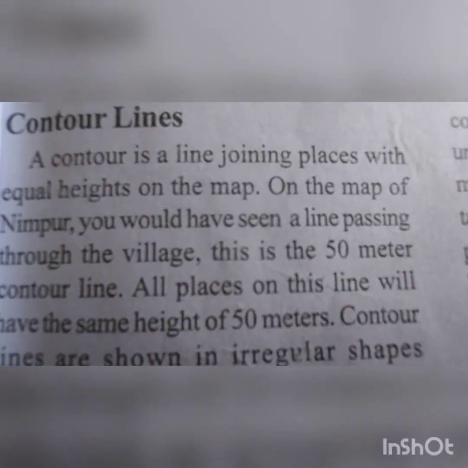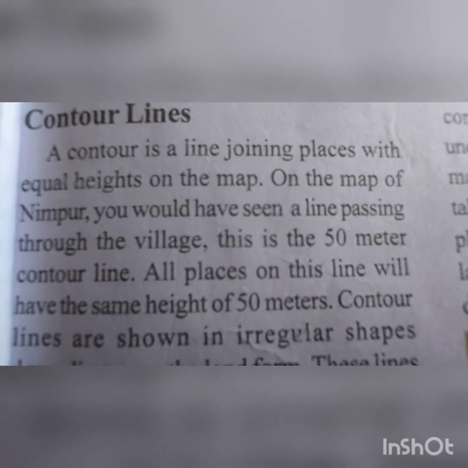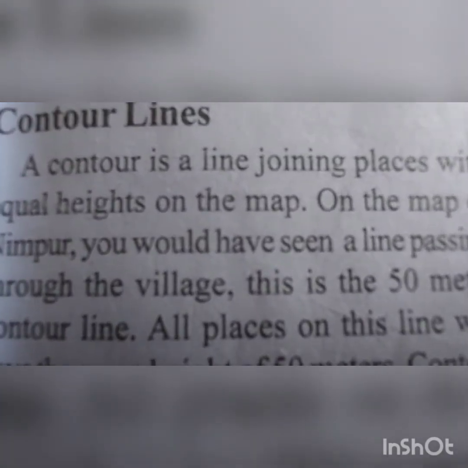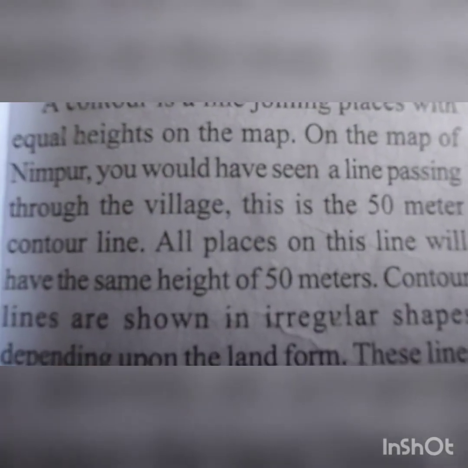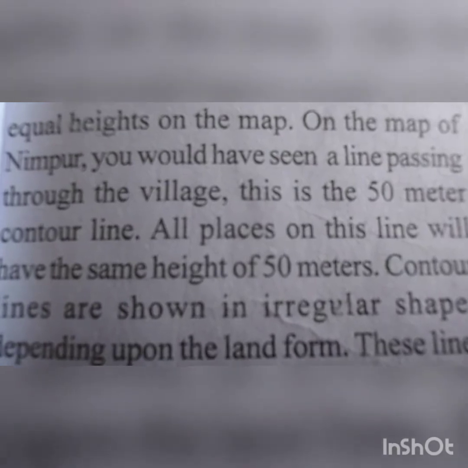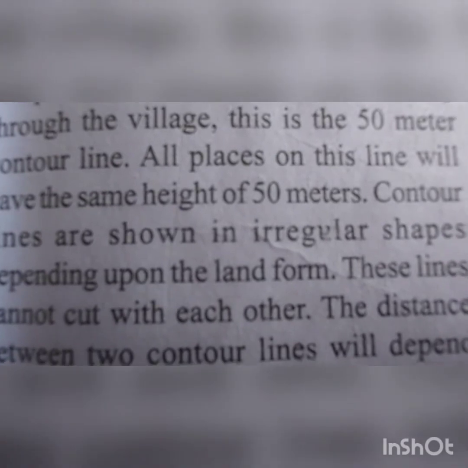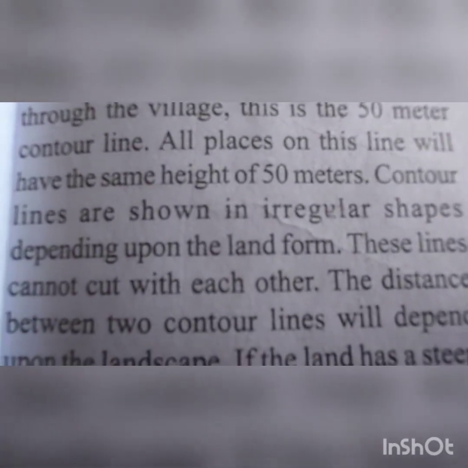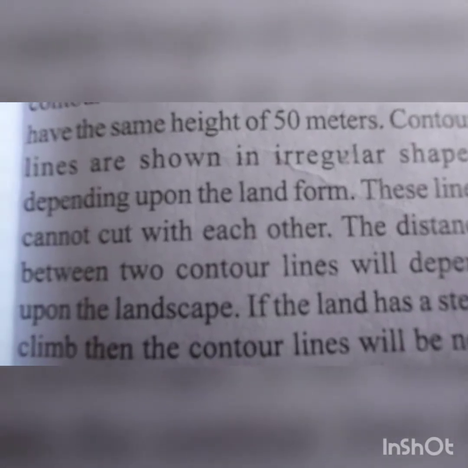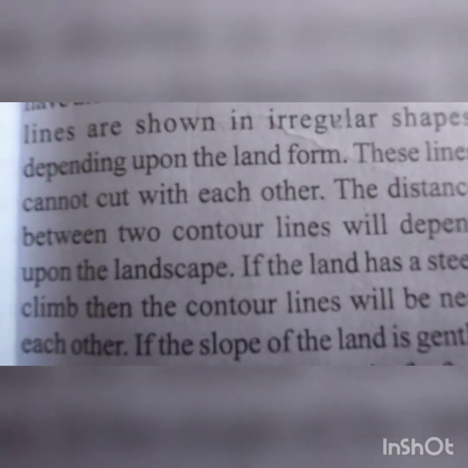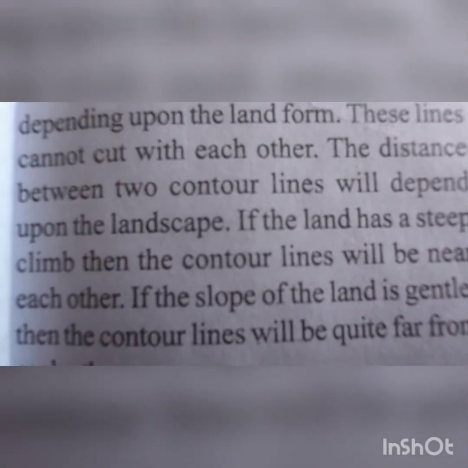Students, another important part in your textbook is contour lines. A contour line is a line joining places with equal heights on the map. On the map of Nimpur, you would have seen a line passing through the village. This is the 50-meter contour line. All places on this line have the same height of 50 meters. Contour lines are shown in irregular shapes depending upon the landform. These lines cannot touch each other.